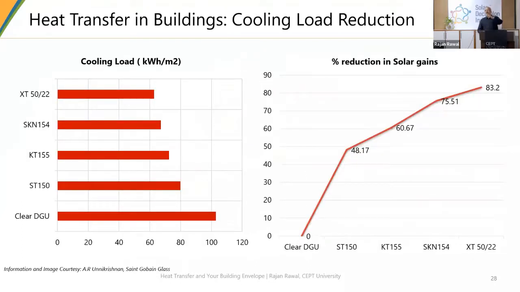Again, five kinds of glass have been compared here. What you see is the code number or product number of the glass, and how the reduction in cooling load takes place depending upon the selection of the glass.